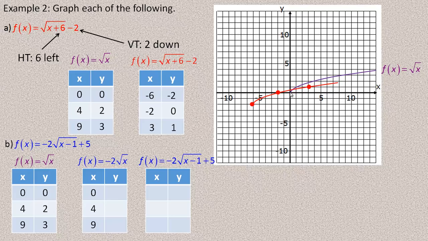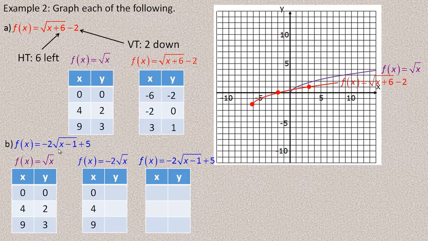Now, (0, 0) is a really good point to use here because it's where the graph begins and then goes to the left. So that's why it's a good point to include here. So that's what the graph of the root of x plus 6 minus 2 would look like.